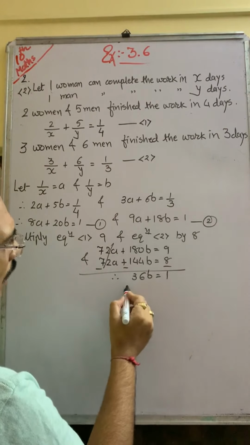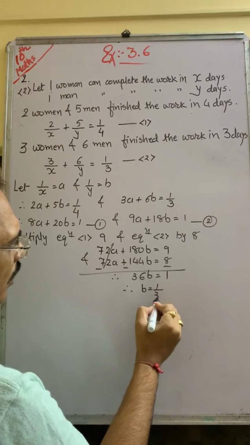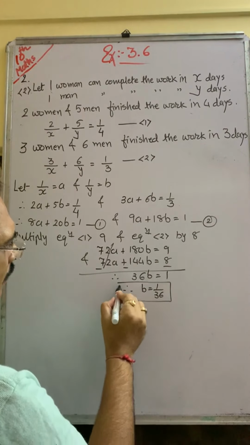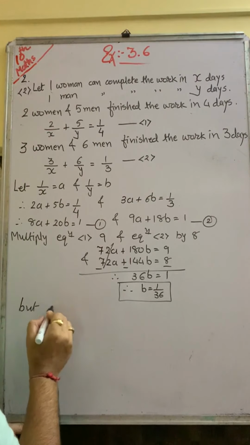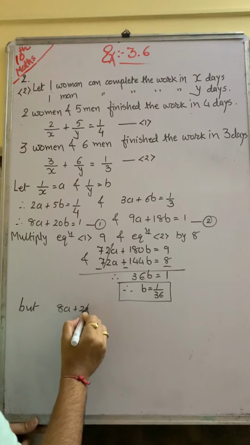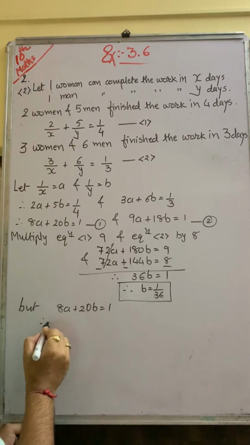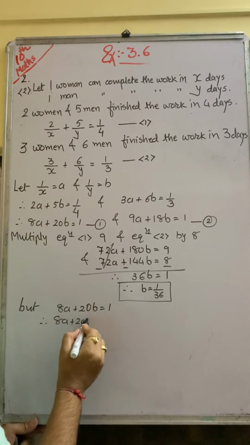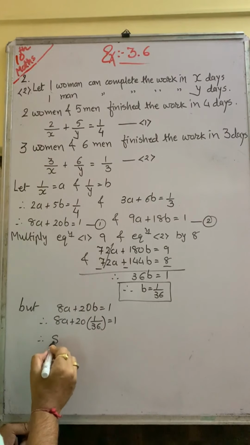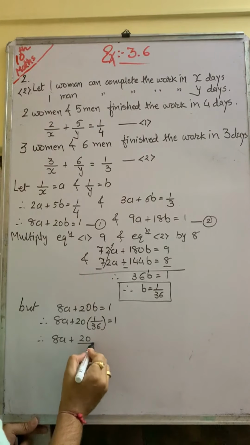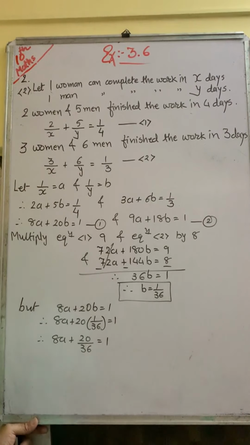36B equal to 1. So B equal to 1 upon 36. Okay. Now place the value of B. 8A plus 20B equals to 1. So 8A plus 20B is what? 8A plus 20 upon 36 equals to 1.